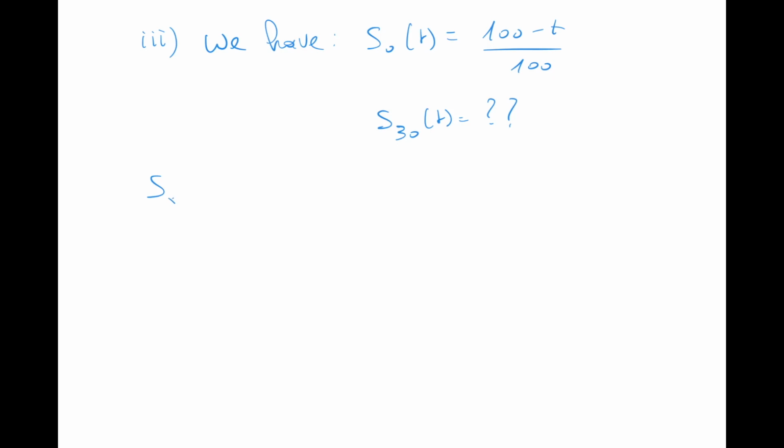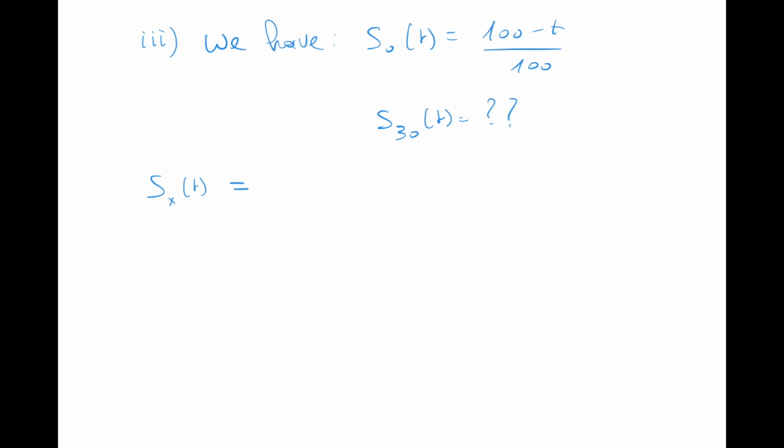In the third question, we need to determine the survival function of someone who is 30 years old. So we have the survival function of someone who is 0 years old. S0(t) is (100 minus t) divided by 100. And now we have to calculate S30(t). What is this? Let's calculate the survival function S of someone who is x years old. And then later we can put x equal to 30.